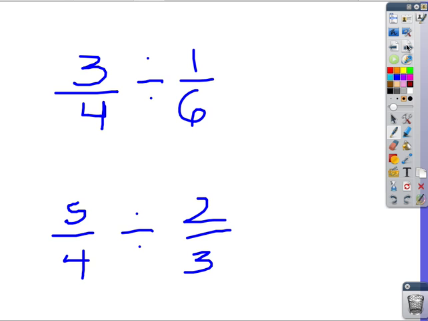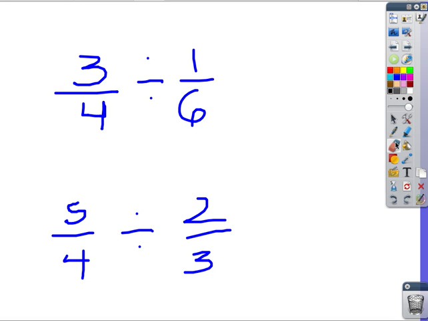Taking a look, here are two different problems of division. I'm going to show you with the flipping, reciprocating, and the reason I'm going to show you it this way is because it is the easiest way that you don't have to have common denominators. All you have to remember is to flip or switch that second number.